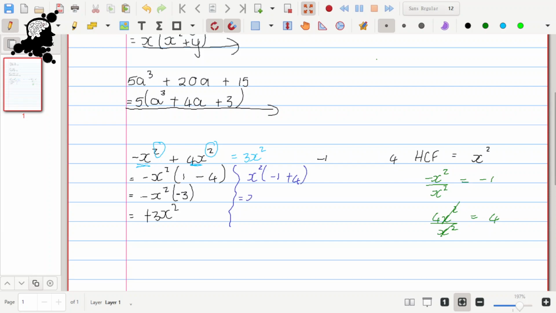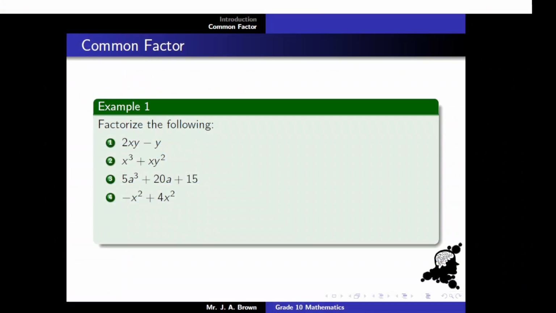You will see that I will get x squared into negative 1 plus 4 gives me positive 3, which will still give me 3x squared. So in either case, whether I took out negative 1 or I took out positive 1 as part of my highest common factor, I would still get the same answer. Wonderful. Life is great. Let's look at the next question.